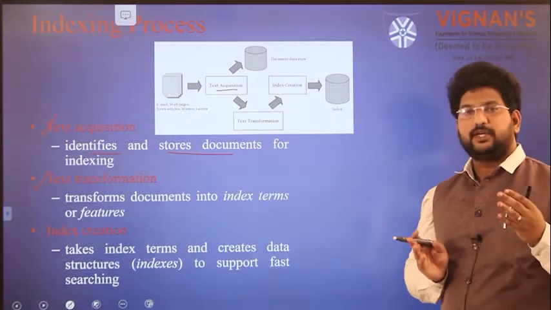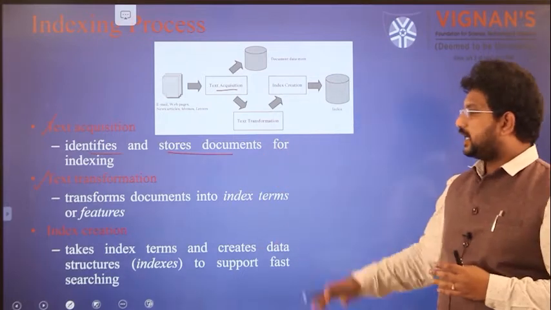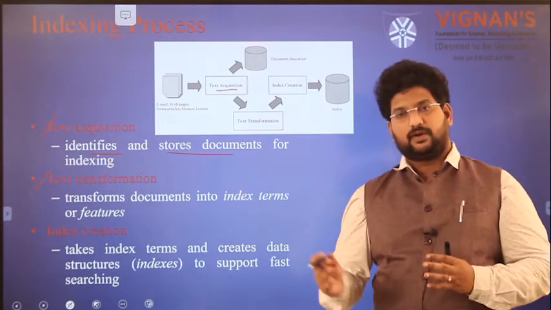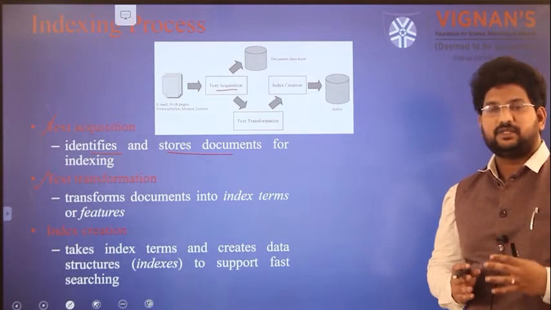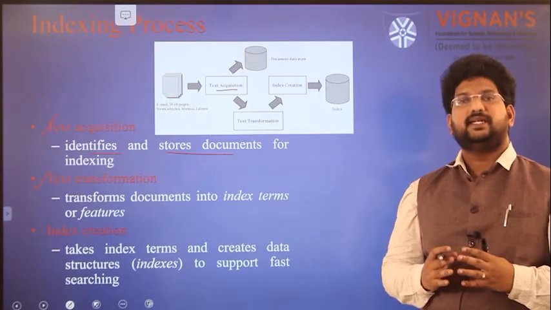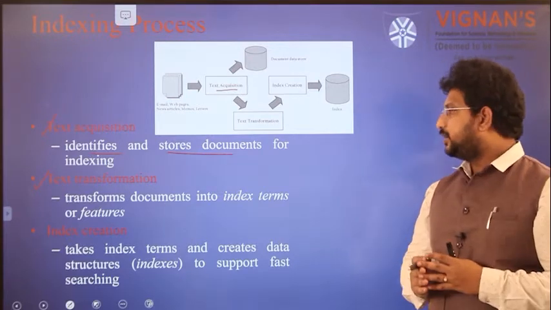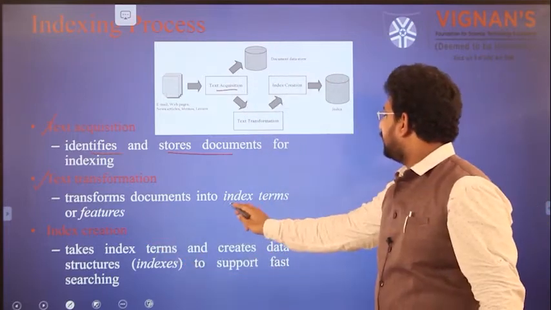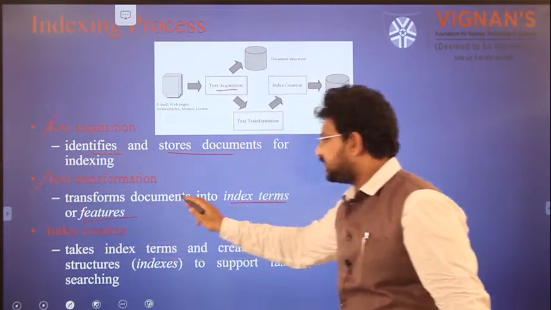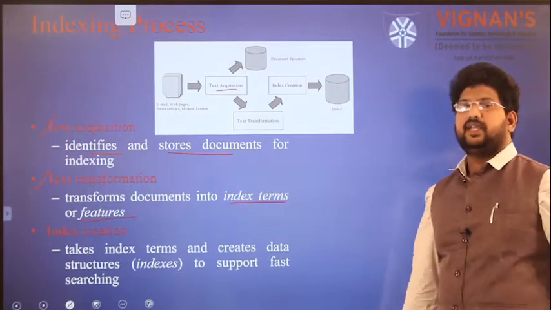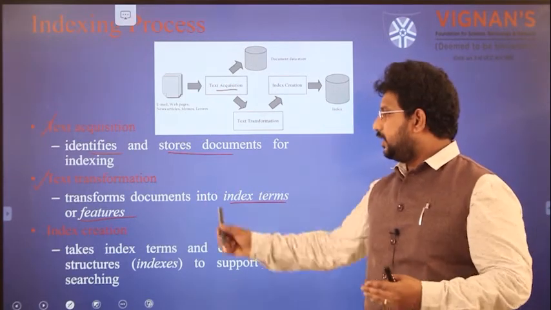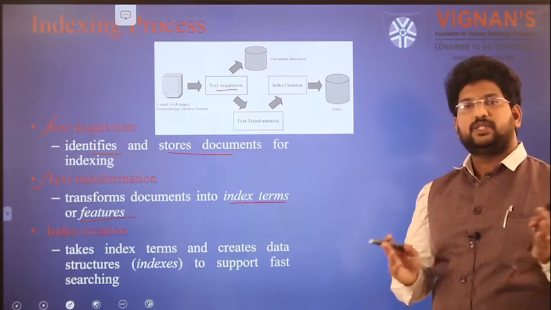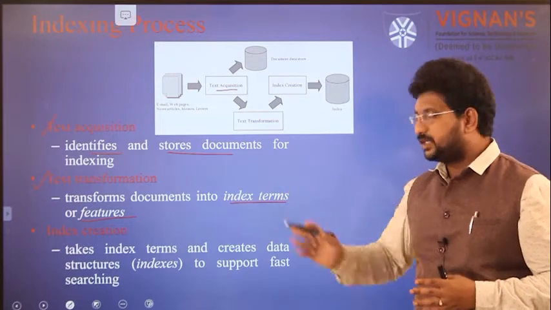So here, whatever documents were identified in the text acquisition phase, all the documents are stored, consisting of a lot of textual information. That entire text present in the documents is going to be converted into index terms. So it transforms the documents into index terms or features. Features is the general word we are familiarly using in the area of machine learning. So it is going to transform all the textual information into the index terms or the features.